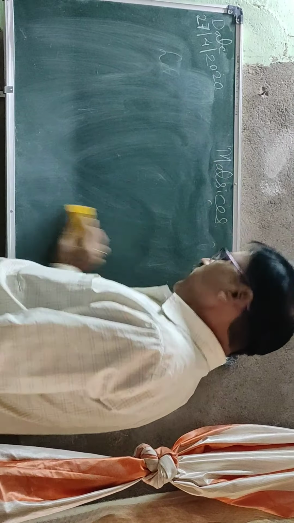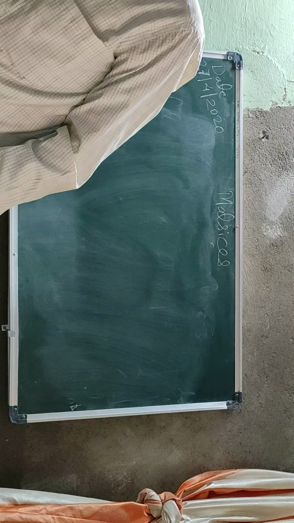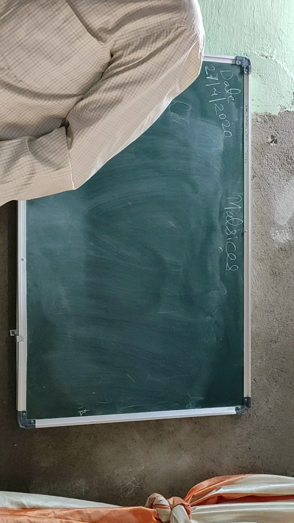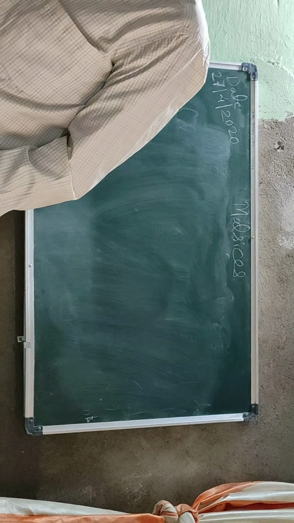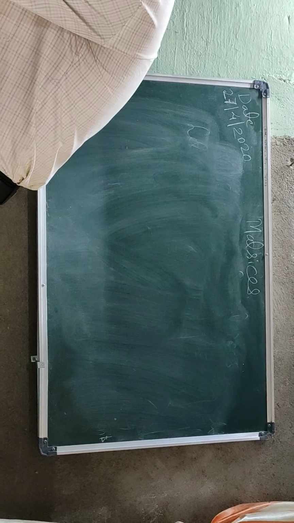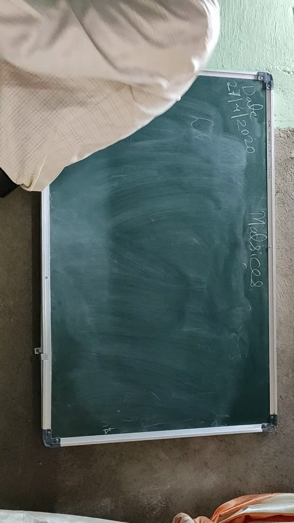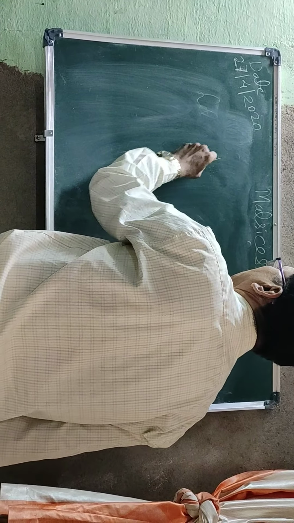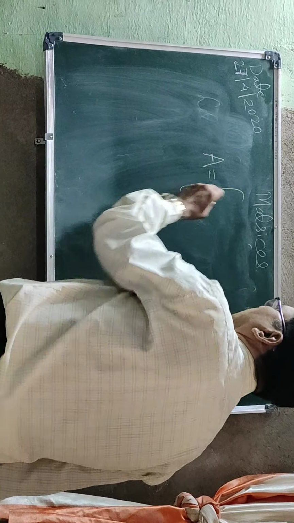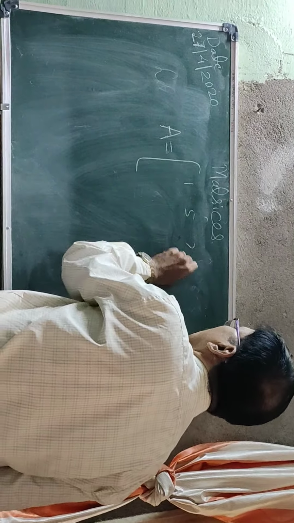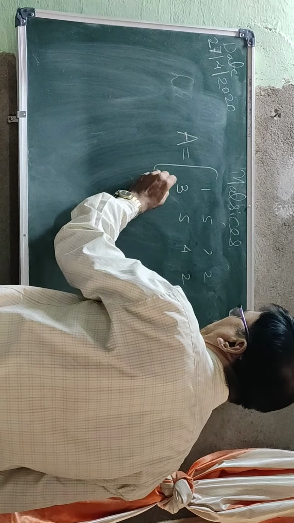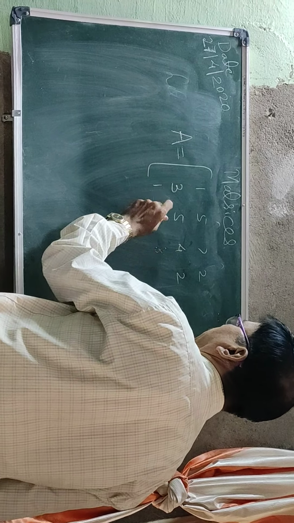You can see in the first exercise, you have to see how to find the order of a matrix. If a matrix A is given, A is equal to 1, 5, 7, 2, 3, 5, 4, 2, 1, 6, 8, 9.